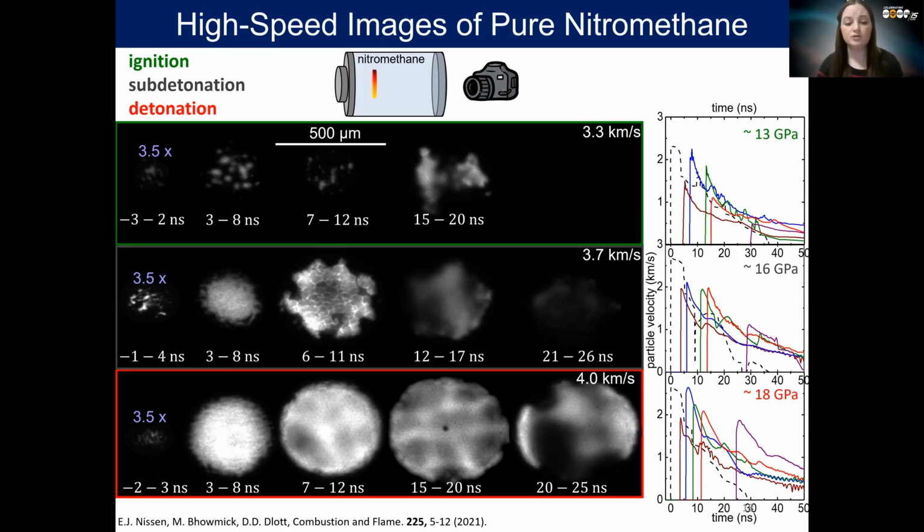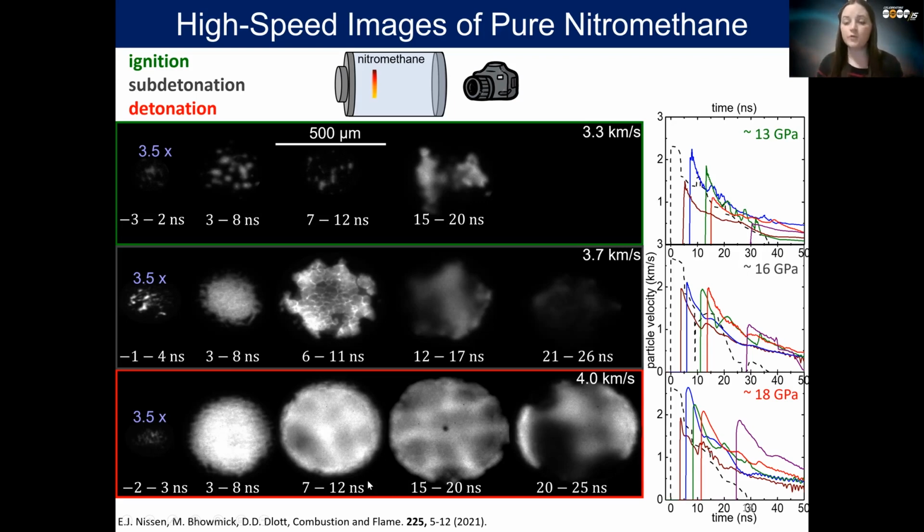Now, this is really important and really amazing, because this is the first time that we were ever actually able to show that these cellular structures exist in pure liquid nitromethane. And not only that, because I can do 100 shots a day, because I have this really high throughput, highly reproducible apparatus, I have hundreds of these images. So I'm able to show that every time you see these cellular structures at 6 to 11 nanoseconds in the subdetonation regime, and every time in detonation, you see these larger structures start to appear.